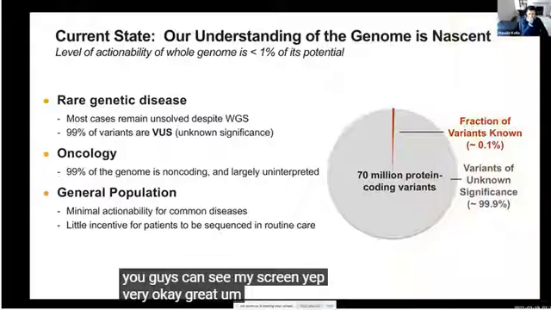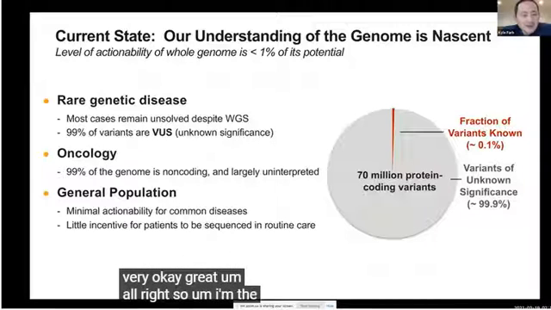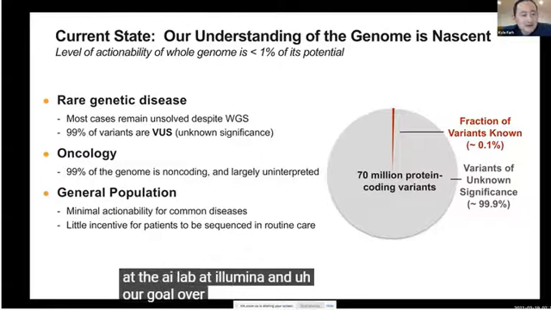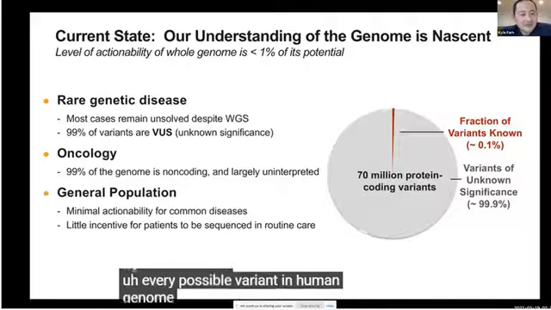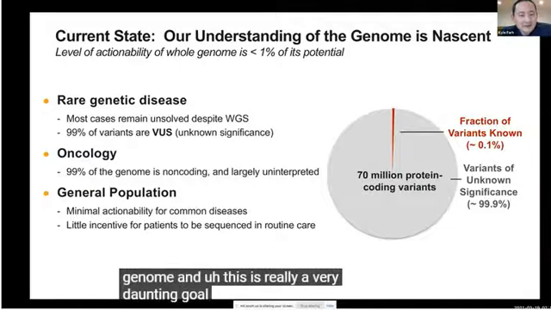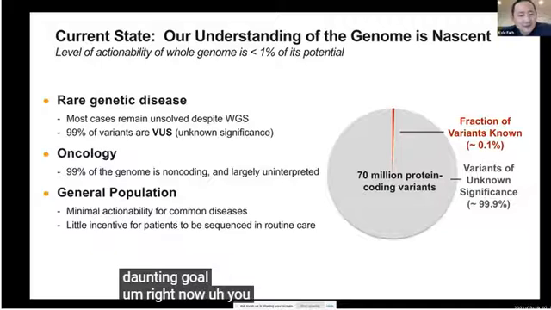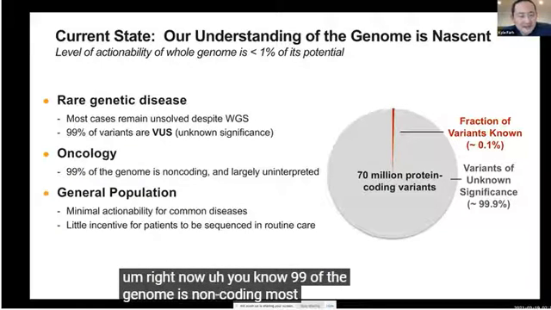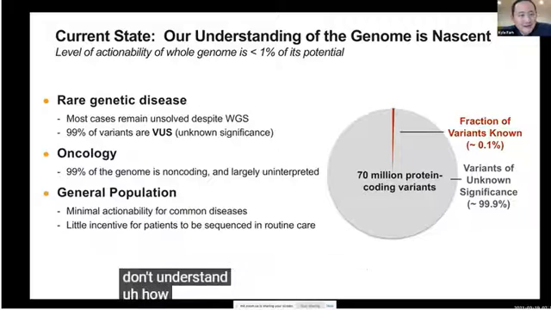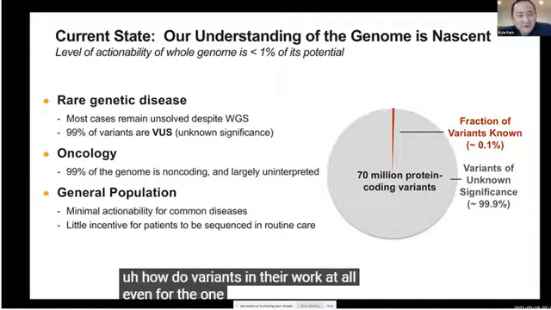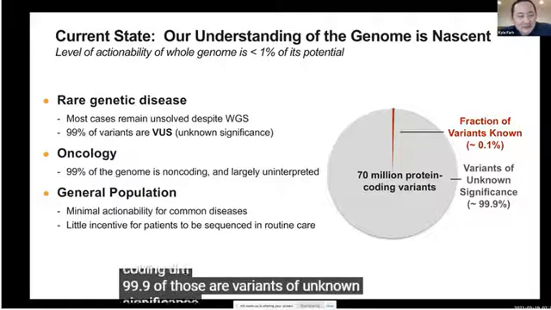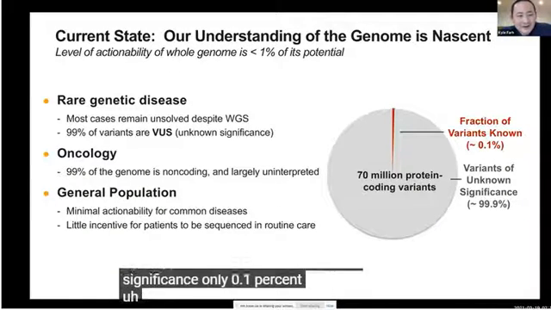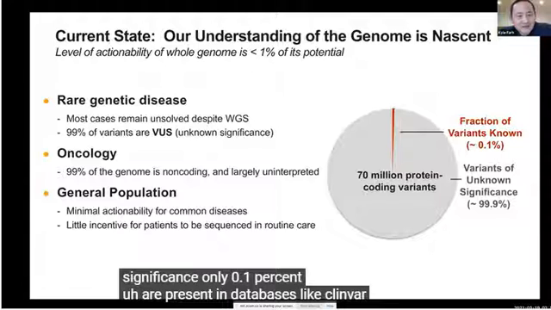All right, so I'm the principal investigator at the AI lab at Illumina. And our goal over the next decade is to try to understand every possible variant in the human genome. And this is really a very daunting goal. Right now, 99% of the genome is non-coding. Most of that, we don't understand how the variants in there work at all. Even for the 1% that's protein coding, 99.9% of those are variants of unknown significance. Only 0.1% are present in databases like ClinVar.